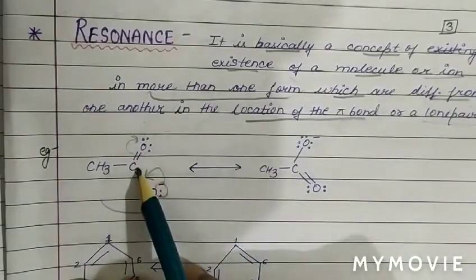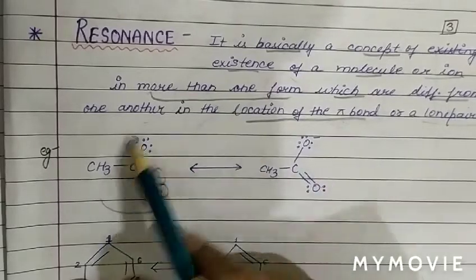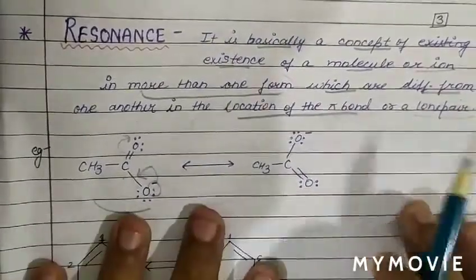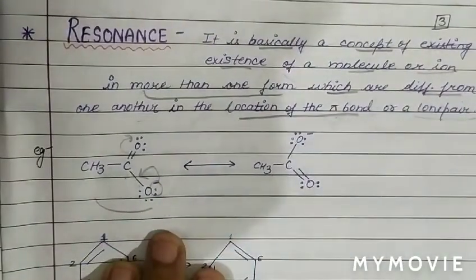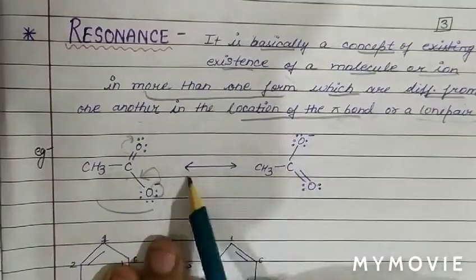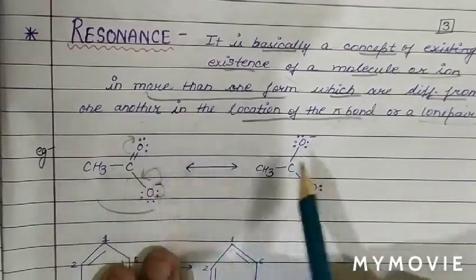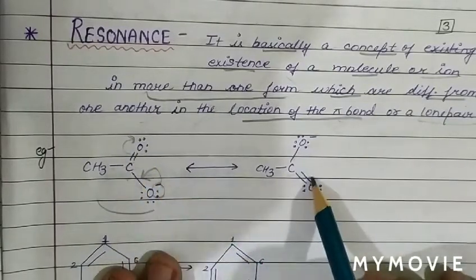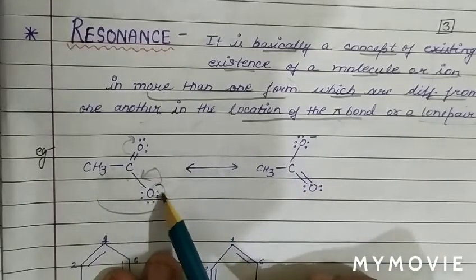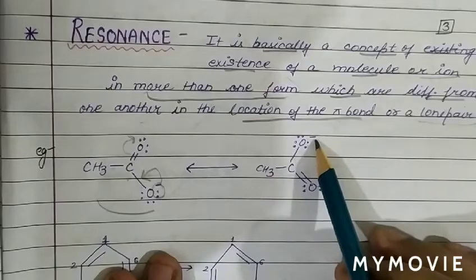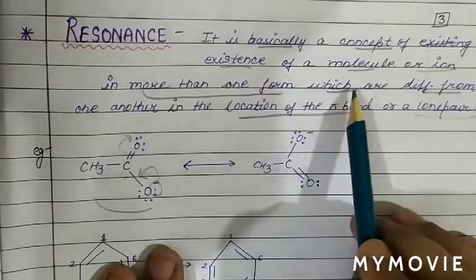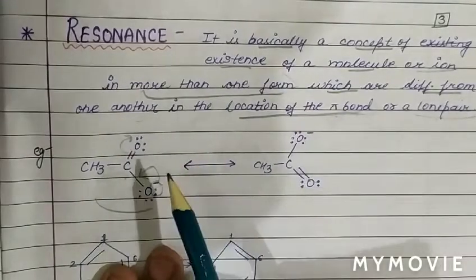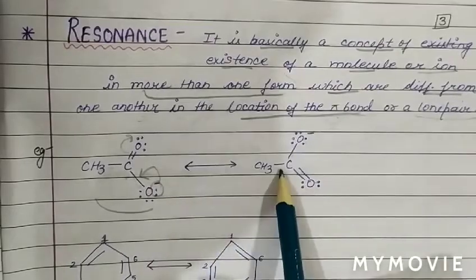Now we can say in CH3 there is a pi bond between carbon and oxygen, and when this bond breaks, there is a negative charge with lone pair on this oxygen atom. So these two forms are basically resonating forms. We call these the resonating structures, and we can see these structures differ in the position of pi bond. First the position of pi bond is here, now the position of pi bond is there. First the position of lone pair with negative charge is here, now it is there. So basically resonating structures differ from one another by the location of pi bond or a lone pair.